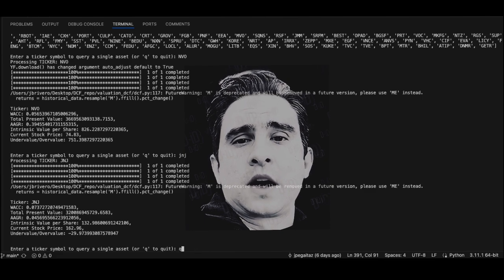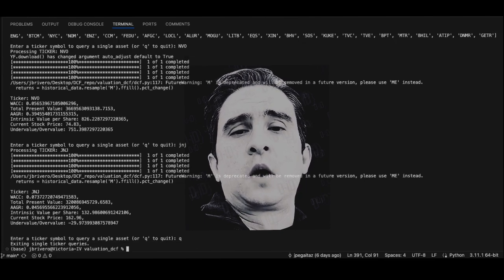Whether you're a retail investor or a financial analyst, this tool provides deep insights to navigate the market confidently. Clone, contribute, and enhance this project. Real-time insights and AI-powered valuation.